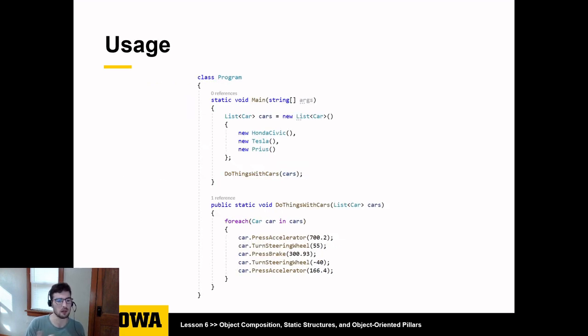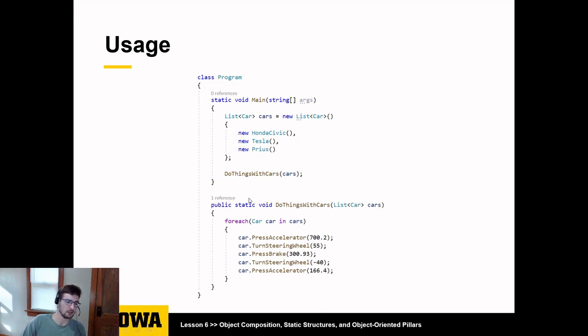The cars can work differently, but because they share the same abstraction, we can do things like this in our programming. So here we have a program, and the program creates a list of cars, right? So generically speaking, all these things are cars, right? So it's a list of type Car. But specifically speaking, what are the cars in this list? We have a Honda Civic, we have a Tesla, we have a Prius, and we create this list, and when we create this list, we can now do things that you can do with all cars.